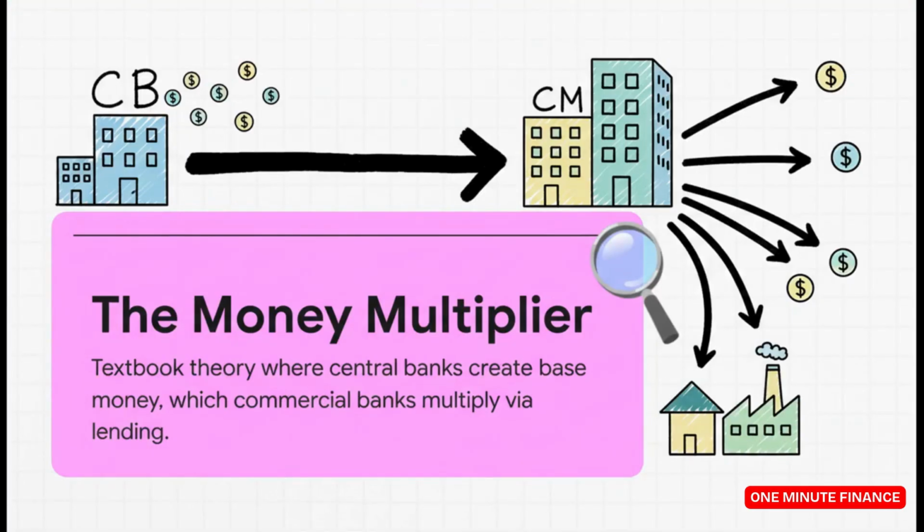The whole idea was pretty simple. The central bank creates what's called base money or reserves, and then the commercial banks take that base money and multiply it throughout the entire economy by making loans. You can just picture it as a simple, almost mechanical process.